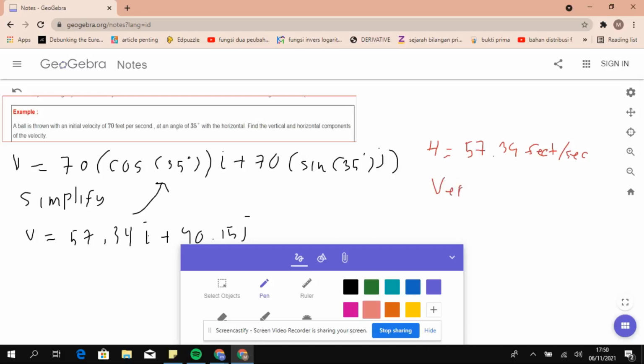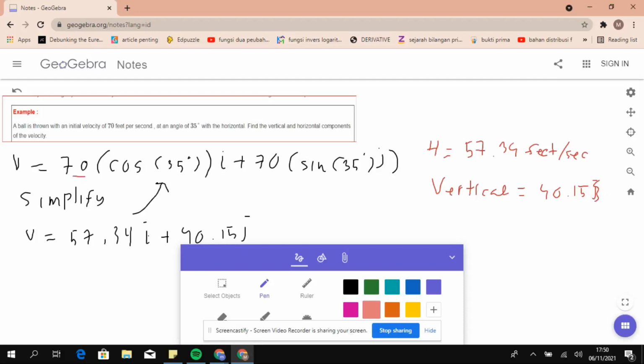So here for the vertical one, I'm going to write it as vertical, because I do not want to mix it up with the v I have. So I'm gonna write 40.15j. Sorry, I do not need to write the j. Feet per second, because we are talking about velocity here.